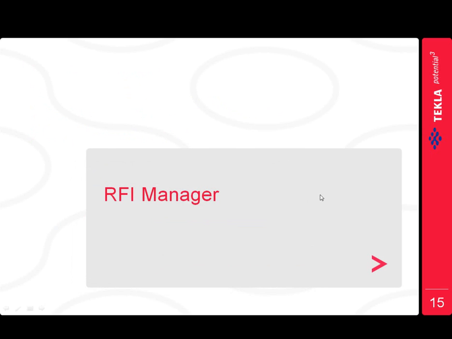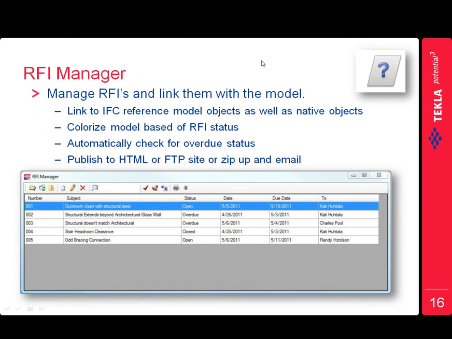All right, moving on, we'll next talk about the RFI Manager, or Request for Information Manager. To remind Ian, who's been away from detailing far too long, he was calling it an RFI. All right, so this is another tool available on the extranet where we can create and link RFIs to specific objects, not just native objects, but IFC reference model objects as well. Then we'll be able to colorize the model based on the RFI status, whether it's open, overdue, or closed. And we can have the tool automatically check for us if there are things that are overdue. And then you could publish to an HTML or FTP site, or just zip up and mail them.